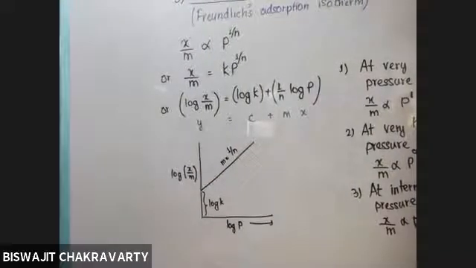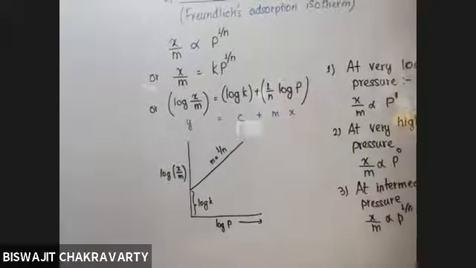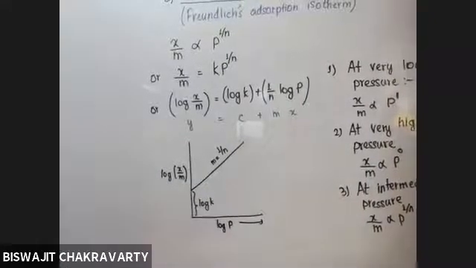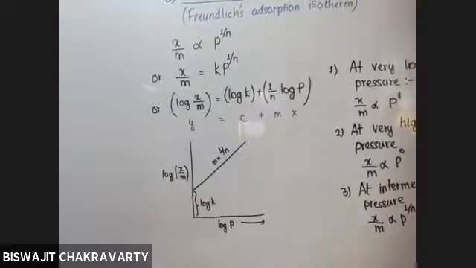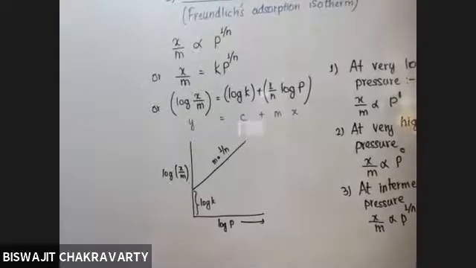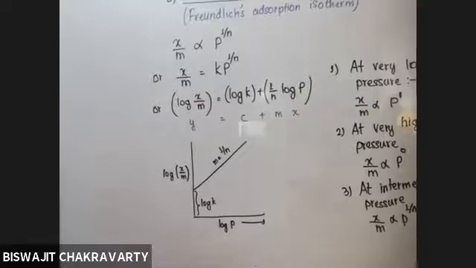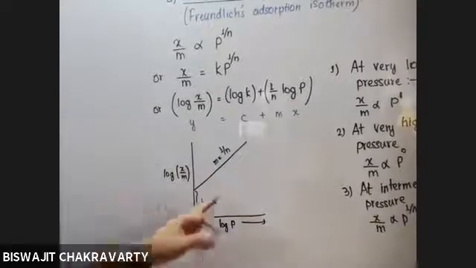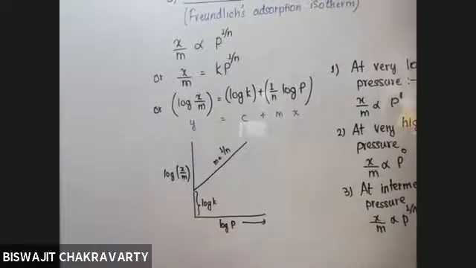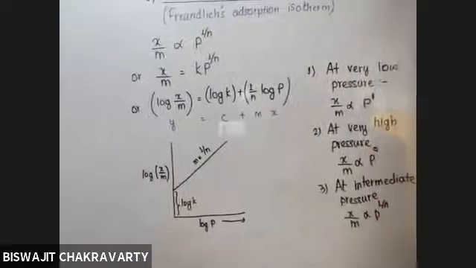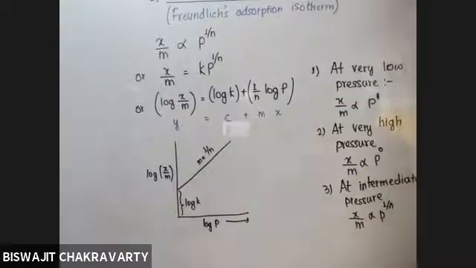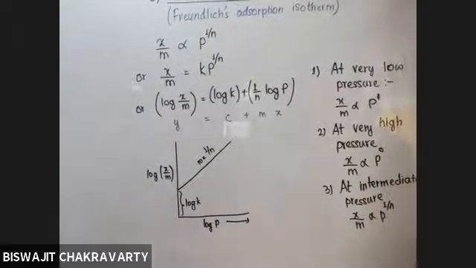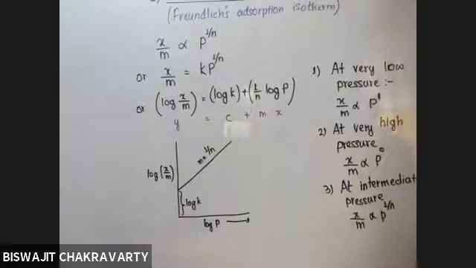Yes, sir. Sir, what if the value of log k is 0? Log k is 0 means there will be no intercept and you get a line passing through the origin. It becomes y equal to mx. If it is y equal to mx, then you get a straight line passing through the origin.